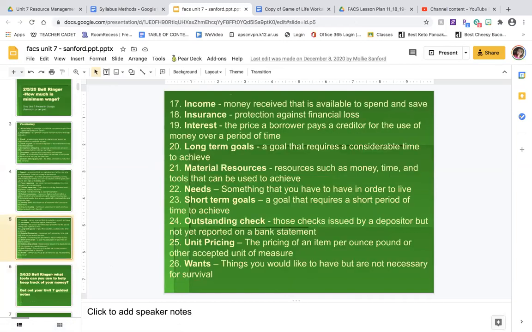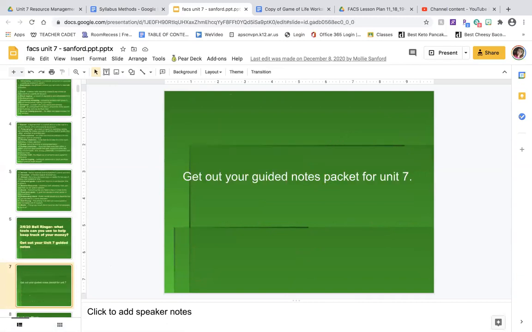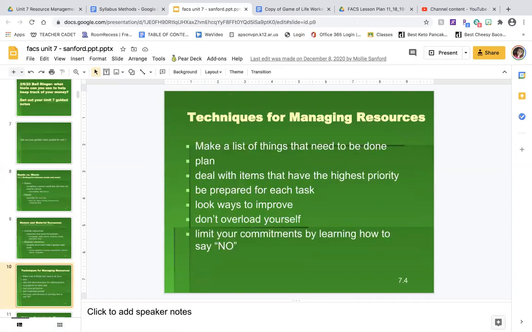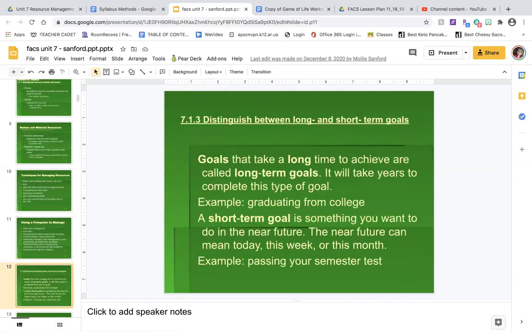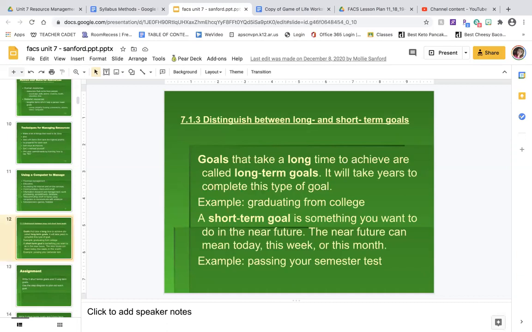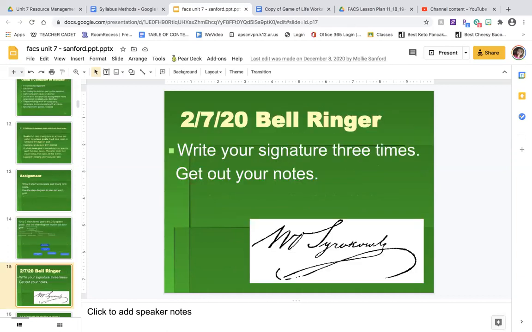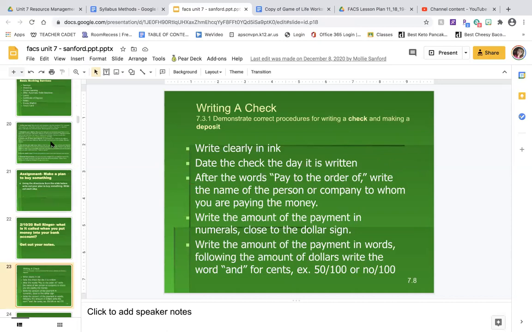That's how I know where to stop: whenever I get to the next bell ringer, I know, okay, that's for tomorrow. So the next day there's a bell ringer. They know to get their notes out while I'm taking roll. And then we're going to go over these standards, this information, content. And when we're done reviewing it, they have an activity or an assignment. Here they're going to write 3 short-term goals and 3 long-term goals using a diagram that I'm providing them. And it goes like this throughout my units.